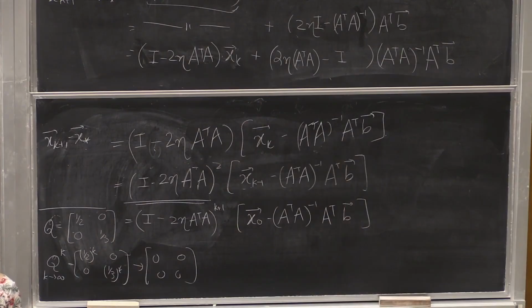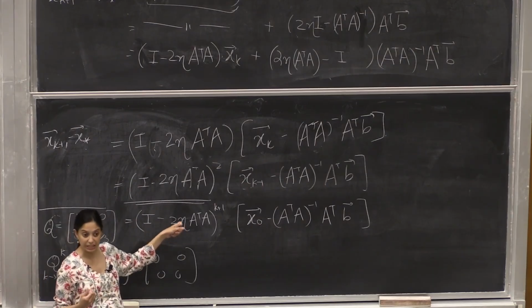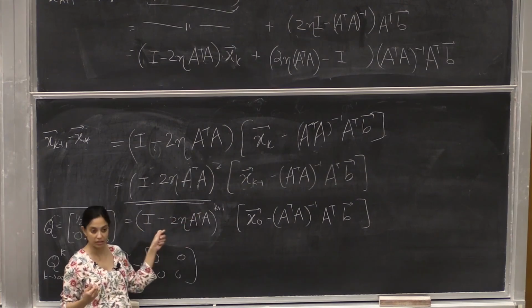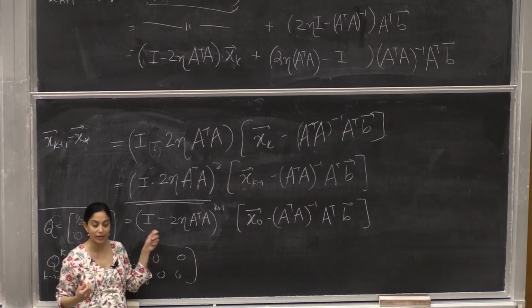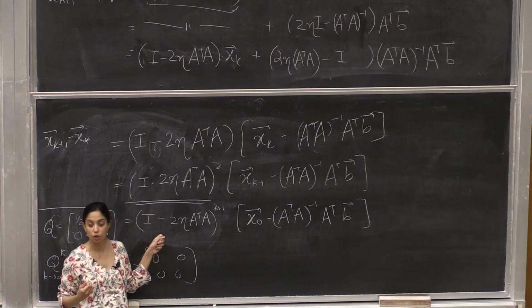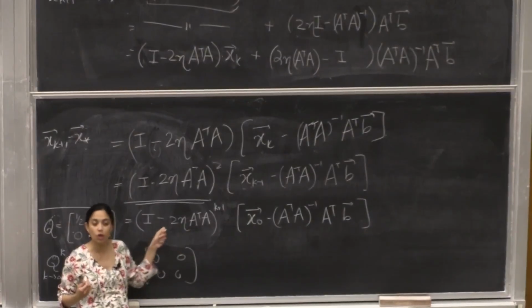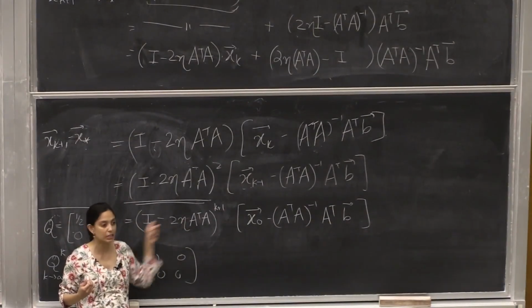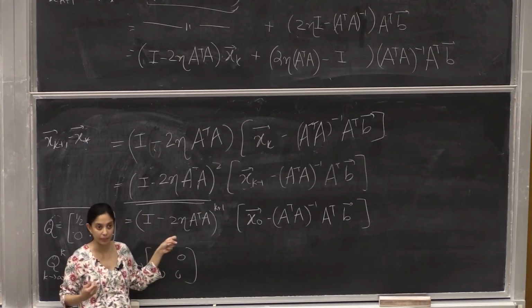Is there any relationship between the step size you choose and your Q matrix? Absolutely. I have to choose an eta here that guarantees that the eigenvalues of this thing are smaller than 1 in absolute value. If I choose an eta that does not guarantee that, I'm toast completely, because this thing is going to behave like 2 to the k or 10 to the k. The only place this behaves nicely is when these things are smaller than 1 in absolute value. So I have to choose an eta.